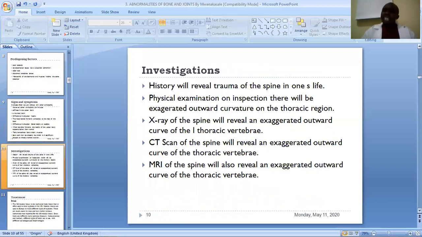Now, let's look at the investigations that can be done in someone with kyphosis. History will reveal trauma if someone had post-traumatic kyphosis. Then on examination, physical examination, specifically on inspection, there will be exaggerated outward curvature of the thoracic region. X-ray of the spine will reveal an exaggerated outward curve of the thoracic vertebrae. CT scan will reveal the same as X-ray. Magnetic resonance imaging will reveal the same as X-ray too.